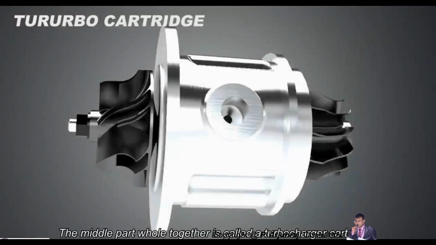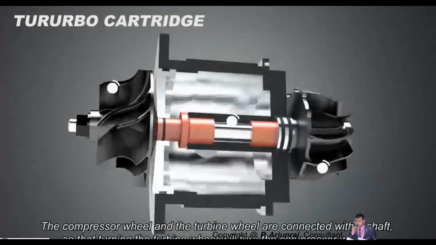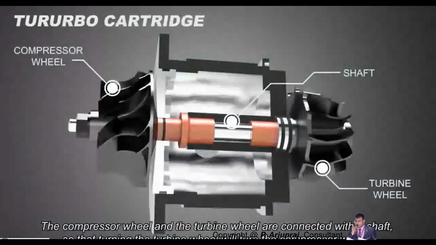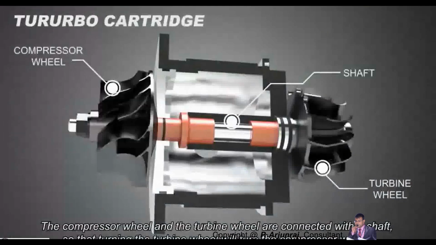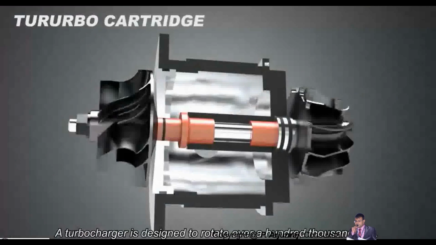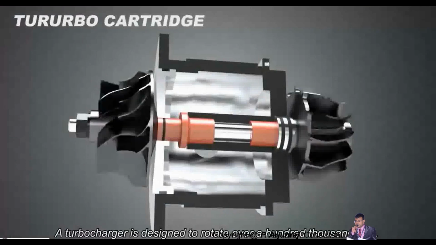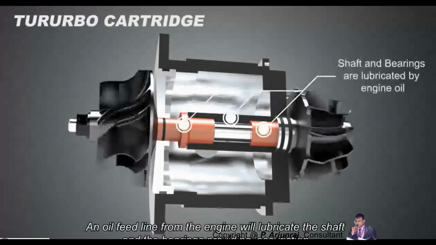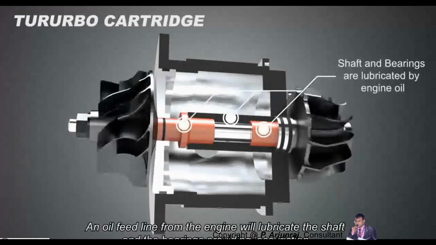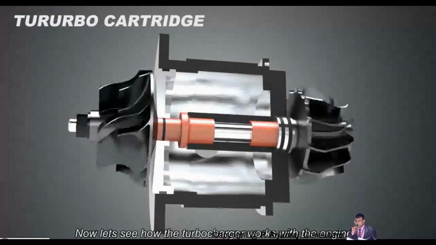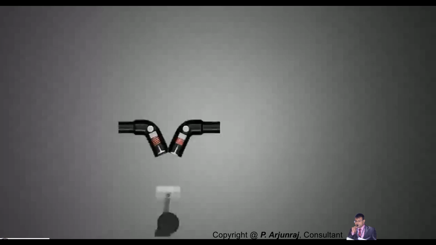So here we have the middle part, which has been handled with the help of the shaft. You have the turbine wheel, you have the compressor wheel, and with the help of the shaft you connect both the things. When the turbine wheel is rotating, the compressor will also start rotating, and the speed at which the turbine rotates is 1,50,000 kilometers. Sorry, 1,50,000 RPM. And here we have the bearings and oil seals for lubrication and to avoid friction.